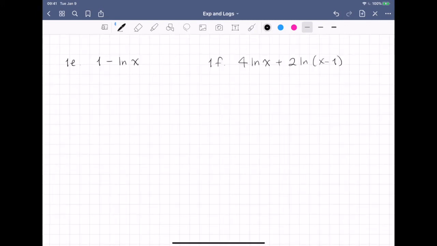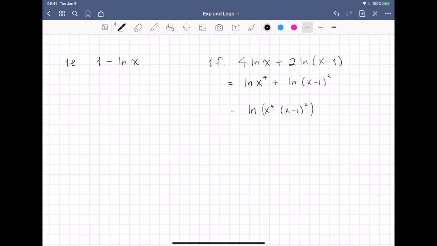Okay, so let's go over the answers. 1f is easier, so I'll do that first. I'm going to combine them, but first, it's going to be ln of x to the 4th plus ln of (x minus 1) squared. Now I can combine them. Like that. All right, so that's done.